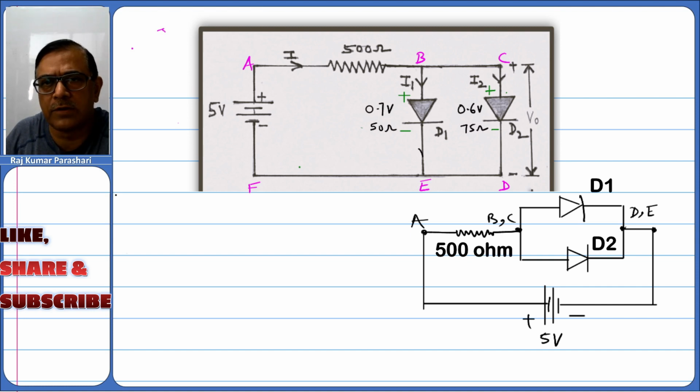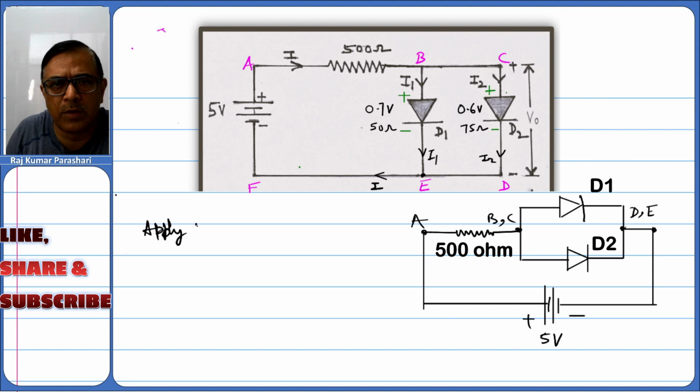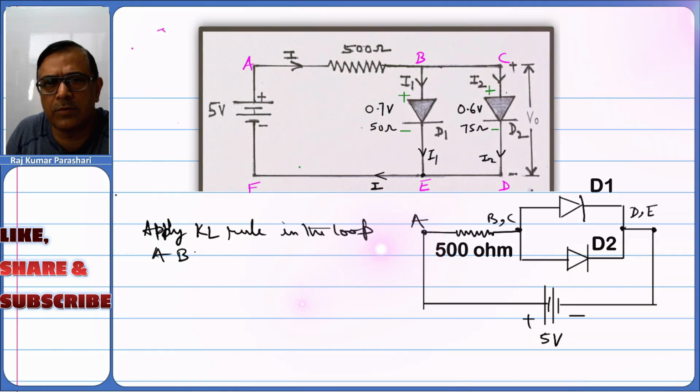Now complete the current distribution. Current in this arm is I1, current in this arm is I2. They combine at point E and constitute current I. Now apply Kirchhoff loop rule in the loop A, B, E, F, A.